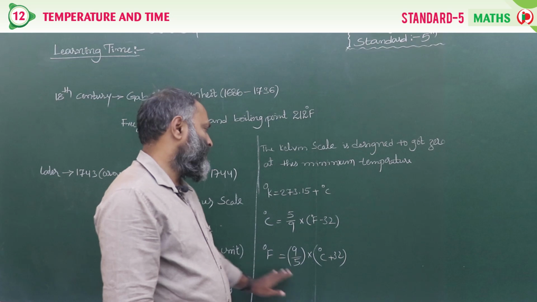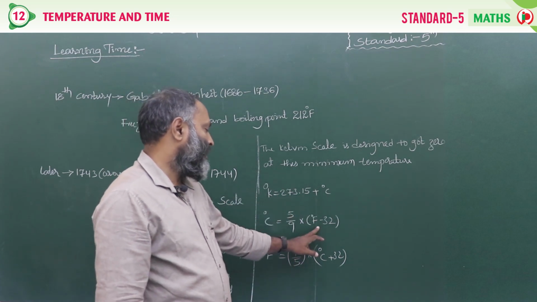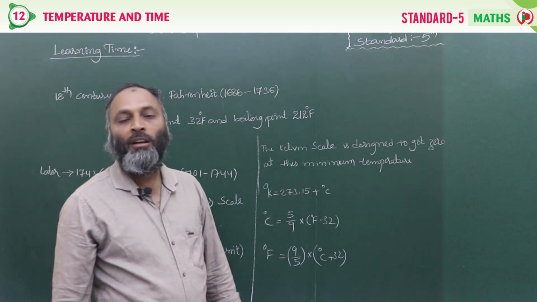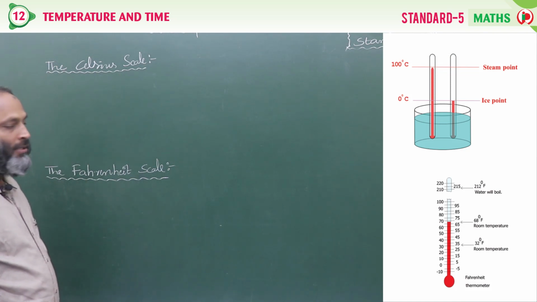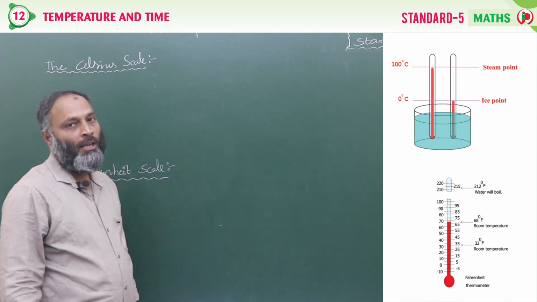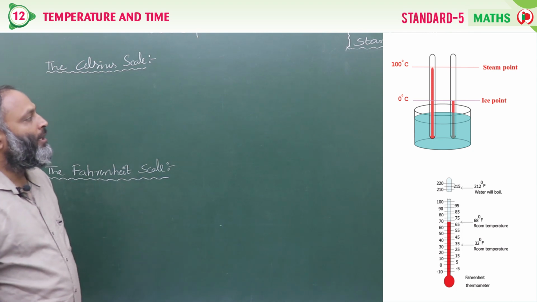So these are the relation formulas, for converting degrees Celsius into Fahrenheit and Fahrenheit into degrees Celsius. Okay, students, see here, about the Celsius scale and Fahrenheit scale. Before we discuss what the freezing point and boiling point are in the Celsius scale and Fahrenheit scale, the same thing is shown in the given picture.